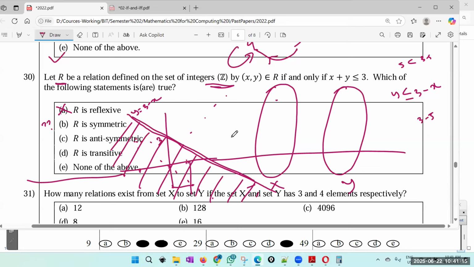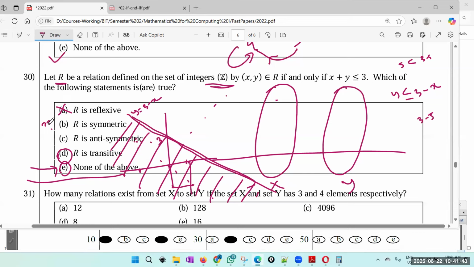Okay, this is a tough one for me. For the safe side, I like to go for none of the above because I'm not very sure. But possibly transitive, or none of the above. I know, it's confusing for me also, right? Let's see the answer.